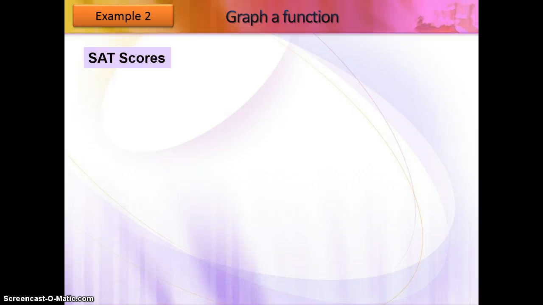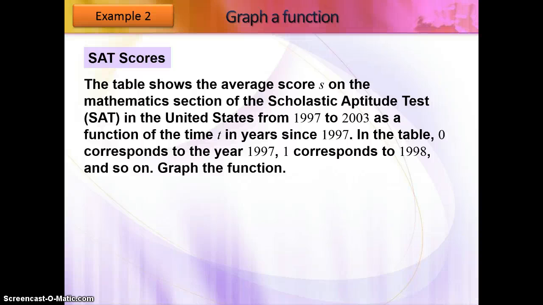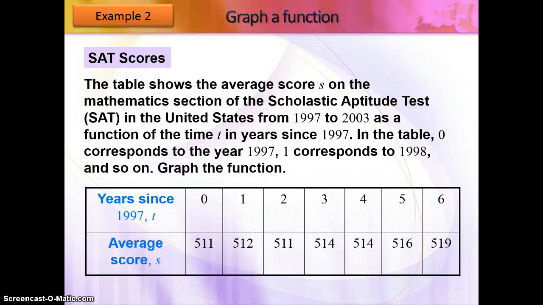Example 2. So here's a word problem about SAT scores. The table shows the average score S on the mathematics section of the Scholastic Aptitude Test, SAT, in the United States from 1997 to 2003 as a function of time t in years since 1997. In the table, 0 corresponds to the year 1997, 1 corresponds to the year 1998, and so on. Graph the function. So here's our table, and here's our data.